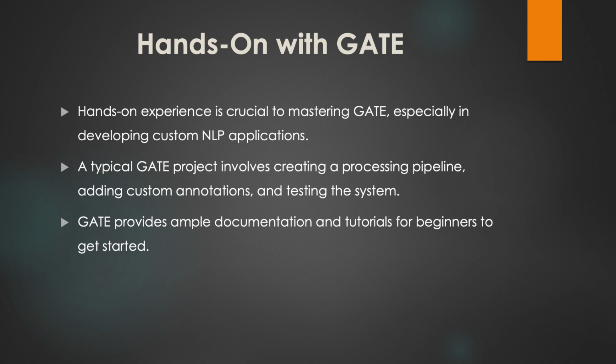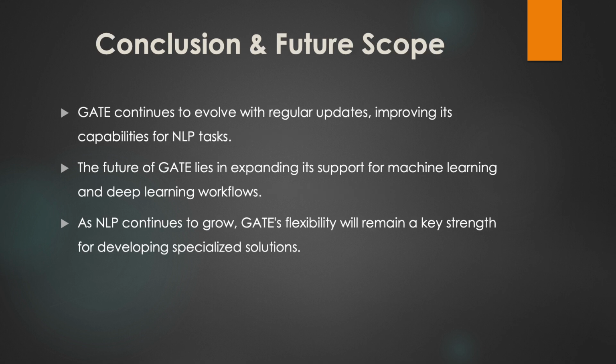Now that we have looked at how GATE works, let's take a moment to discuss the functional scope of GATE in the field of NLP. To fully grasp how GATE operates, getting hands on with the tool is key. The first step in GATE is to set up the processing pipeline. The pipeline is a collection of tasks that the data will go through, such as text analysis, tagging, and other NLP operations.